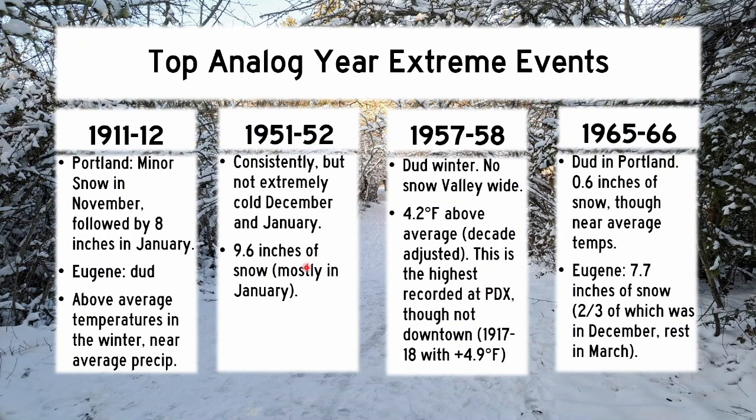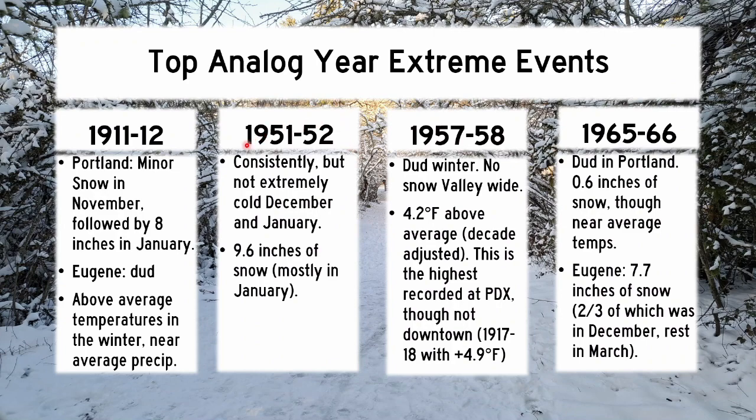Extreme events during these top analog years: 1911 to 1912 wasn't a dud in Portland. There's minor snow in November, followed by 8 inches in January, but if you were in Eugene, it was a dud. This didn't stop above average temperatures occurring during the winter, with it being about 2 degrees above the 1910s average, and precipitation was near average for the winter.